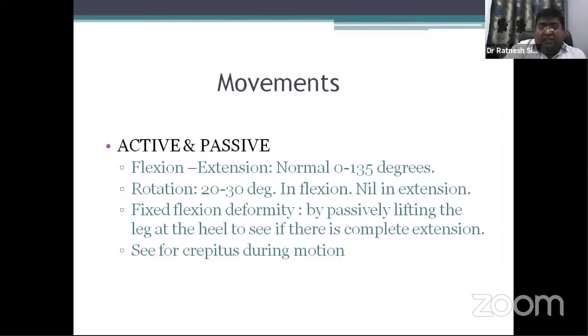Extension and flexion from 0 to 135 degrees is normal. Up to 5 degrees of hyperextension is normal, but anything more than 10 degrees is abnormal. And check for the rotation. It is usually 20 to 30 degrees, but only in flexion. Rotation is not present in extension. Then check for the fixed flexion deformity by passively lifting the leg at the heel to see whether complete extension is present or not. Or look for the crepitus during movement.